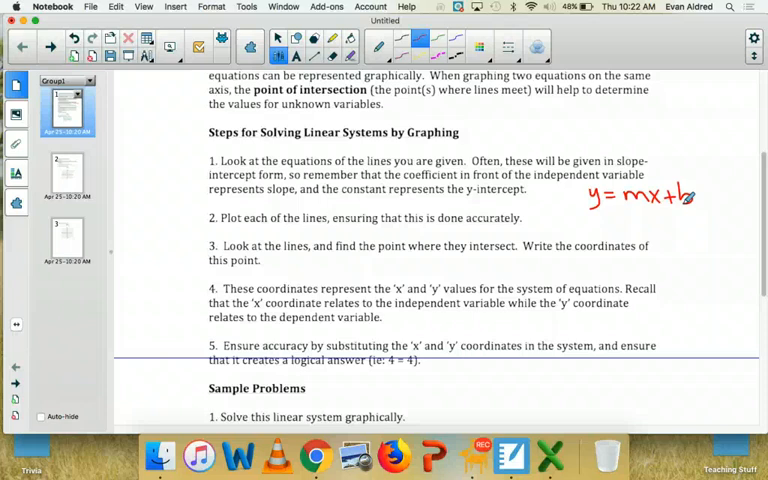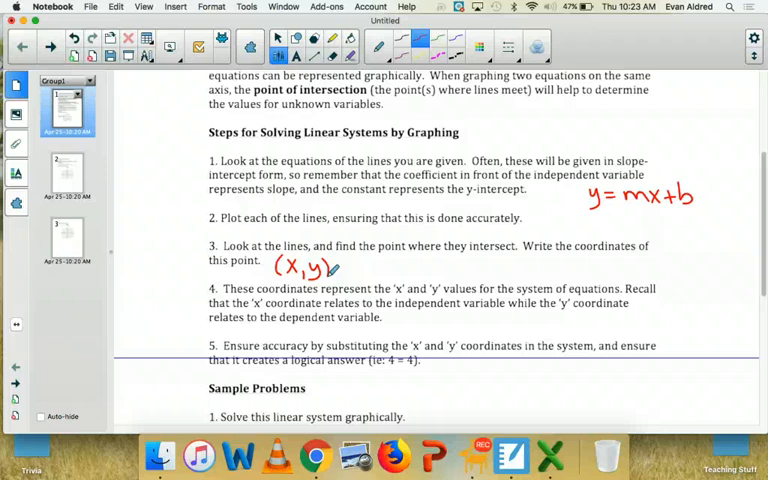Once we have it in the form y equals mx plus b, we're going to plot each of the lines, ensuring, of course, that we start at the y-intercept and use the slope to create an accurate line on our graph. Then we identify the place where they intersect and write the coordinates of this point, remembering that whatever's on the horizontal axis, the x-axis, gets written first, and whatever's on the vertical axis, the y-axis, gets written second. These coordinates represent the x and y values for the linear system.